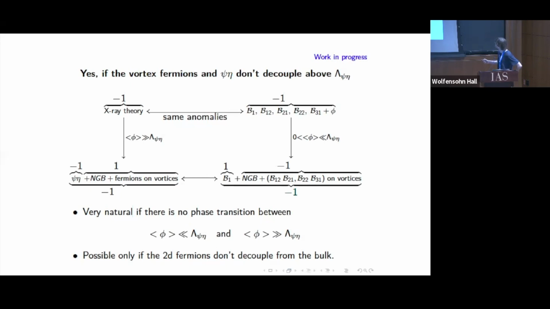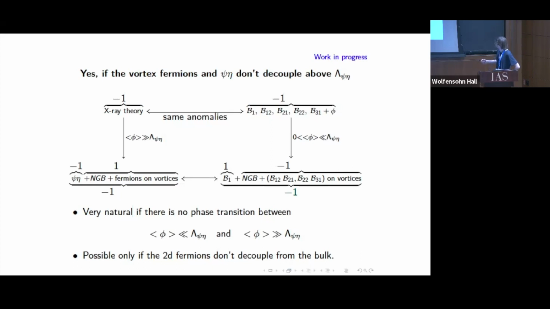But all the anomalies of the UV theory are matched by a phase with the original baryon, plus also other baryons. And if you set the scalar VEV to be small directly in this effective theory, then you flow to a theory where in the bulk you have the original baryon, but on the vortices you have other fermions, and they carry a fermion parity anomaly. So this phase is totally fine for anomalies, and it's very natural if there is no phase transition between a small scalar VEV and a big scalar VEV.